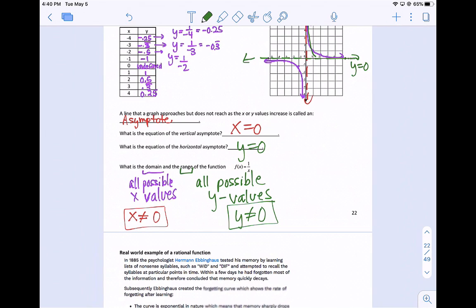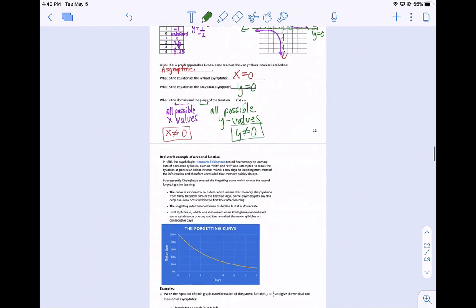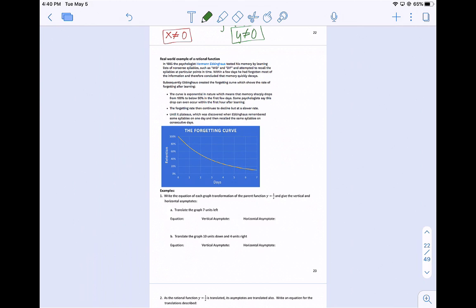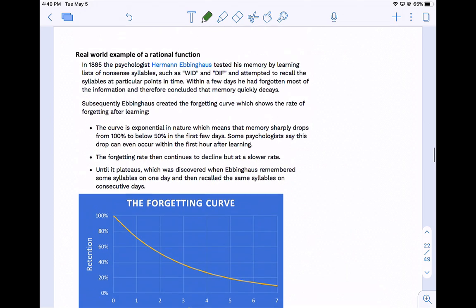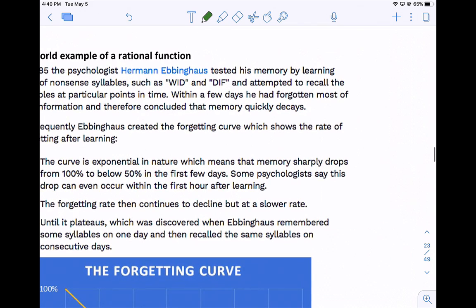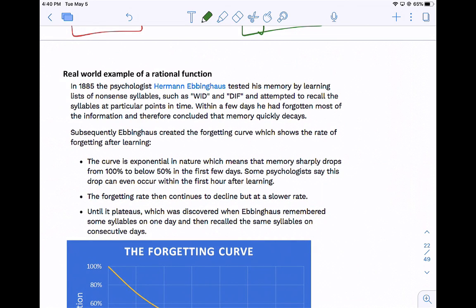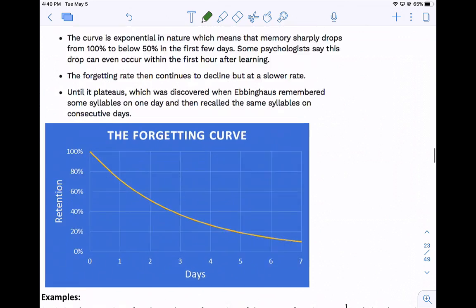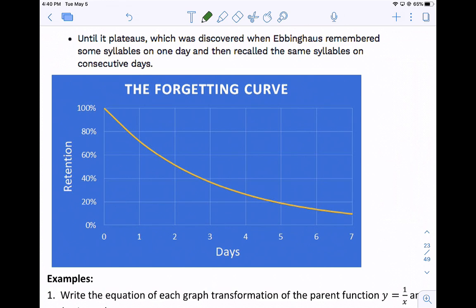All right, where do you see real-world examples of rational functions? Here's an example right here, the forgetting curve. If you want to read through this, there was a psychologist in 1885 that tested his memory by learning lists of nonsense syllables such as wid and diff, and attempted to recall the syllables at particular points in time. And you can see that the longer time went on, the lower the retention, but his retention was never negative. And so there are these asymptotes that existed because time can't be negative and your memory can't be negative. And so there's an example of a rational function.